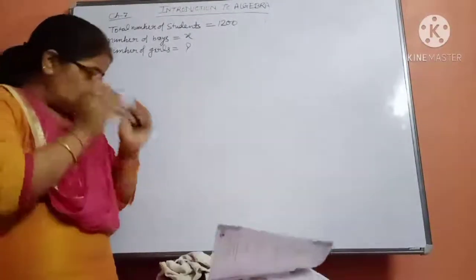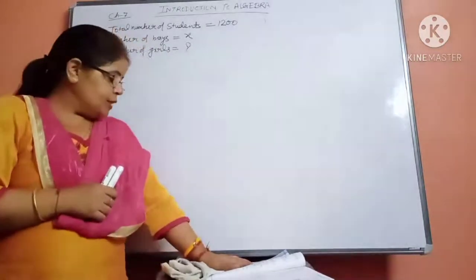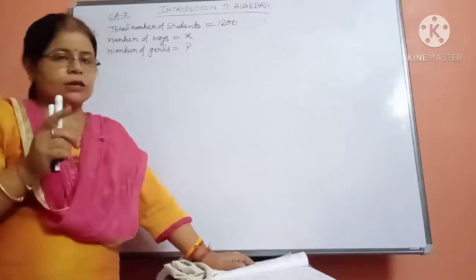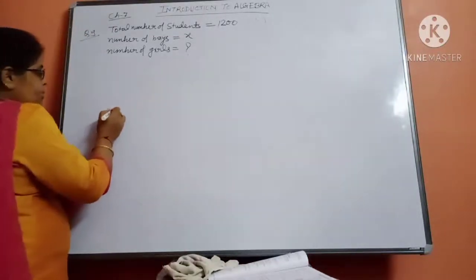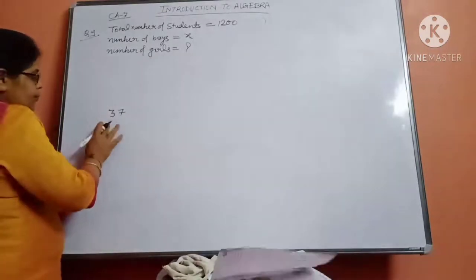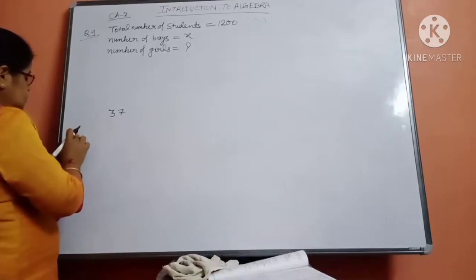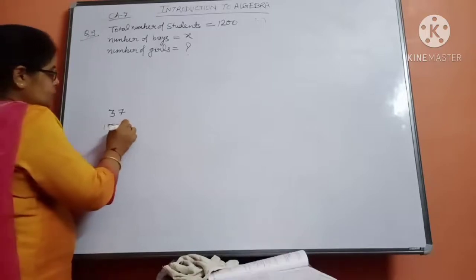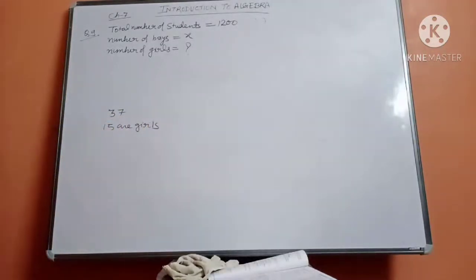Beta, see now question number 9. In a school the total number of students is 1200. If the total number of boys is x, what is the total number of girls? First of all, take the example of your class. In your class, the total number of students is 37. Out of them, 15 are girls. How many girls are there? 15. So, can you calculate the number of boys in your class?